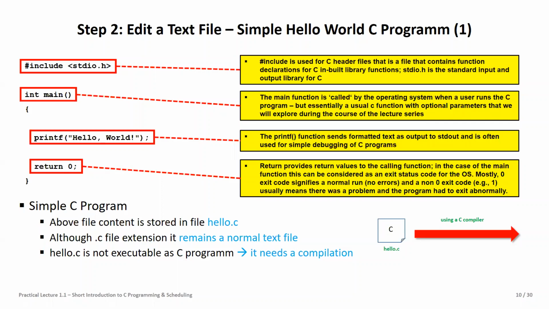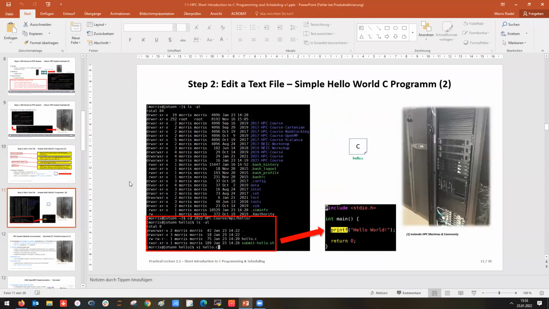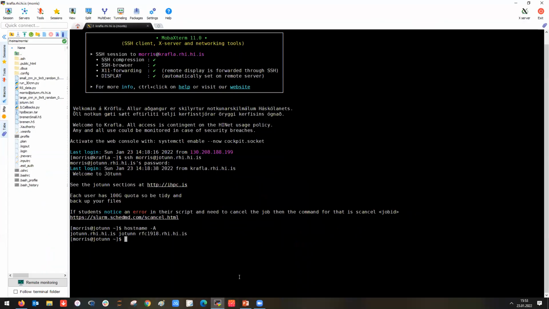I would always propose doing this, to not get confused with executables and things like that, because you're also not doing this daily. It might be that .c is a very good idea to use. And of course, it remains a typical text file. So let's look at how that could look in practice when I go here into the Jötunn.